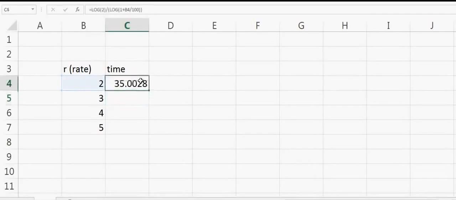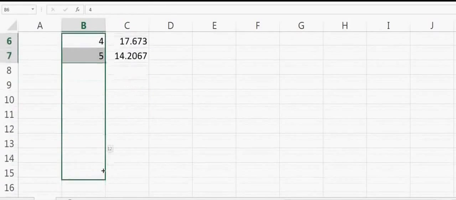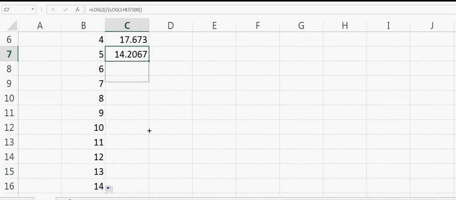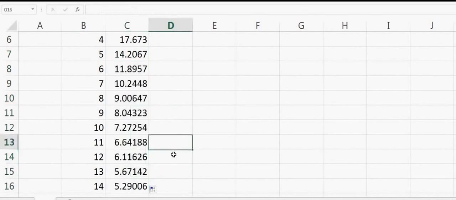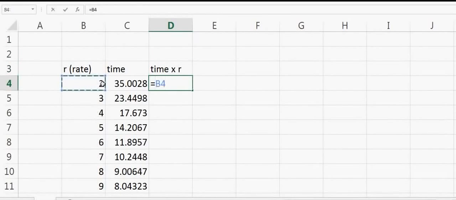So it says 35 years, right? So we can keep doing this, and we can also generate a table for all the r's and these numbers, right? So now if you look here, then if you multiply time with r, that will be equal to 2 into 35, so that is 70.0056.